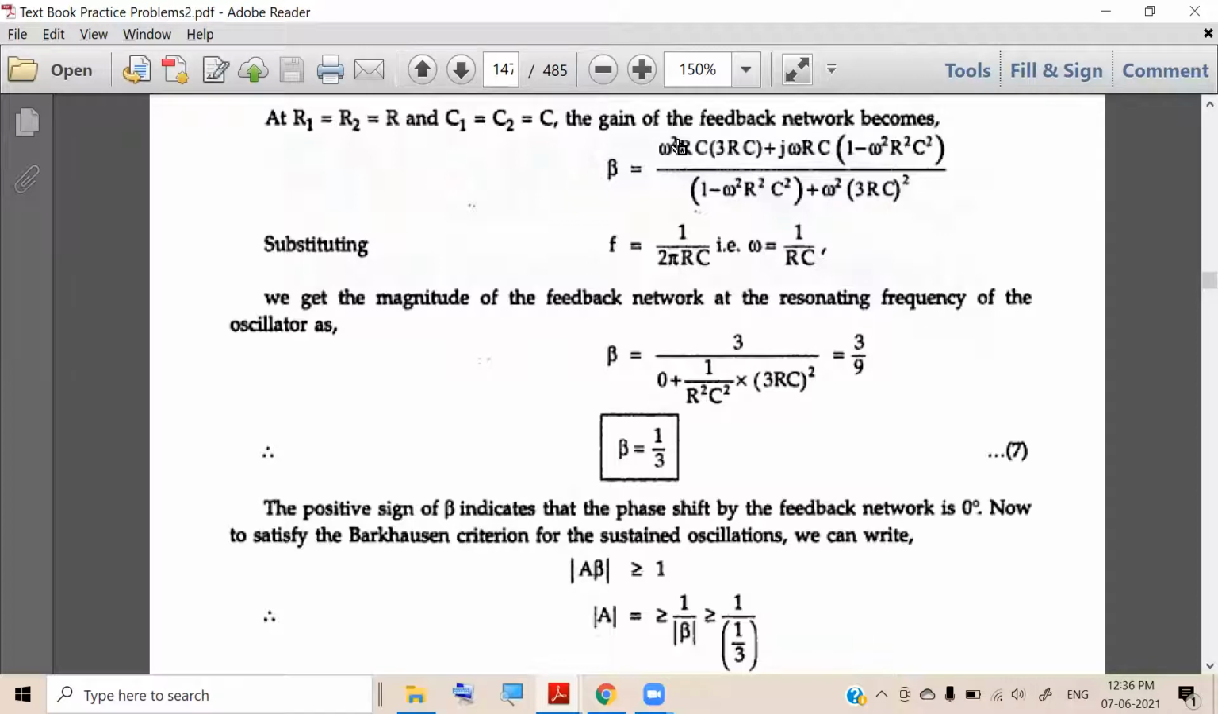Now we are going back to the case where R1, R2 are not equal. We had taken R1 equal to R2 and got the values for beta and A. Now we are considering what happens if R1, R2 are not equal. Then F will be the same, 1 by 2 pi square root of R1, R2, C1, C2.